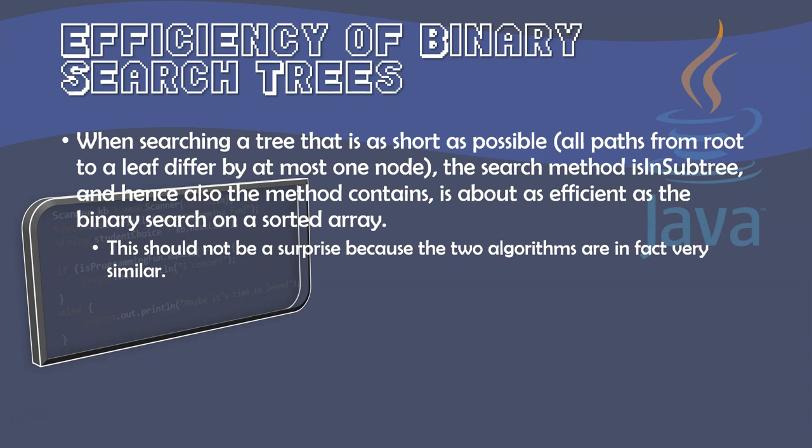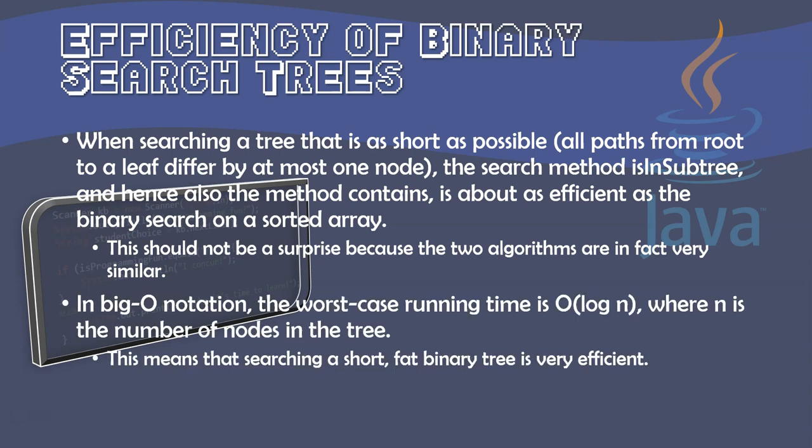This really shouldn't be too shocking because the 2 algorithms are very similar, as we previously mentioned. In big O notation, which is the worst case runtime, we're looking at O(log n), where n is simply the number of nodes in the tree. This means that searching a short, fat binary tree is very, very efficient.